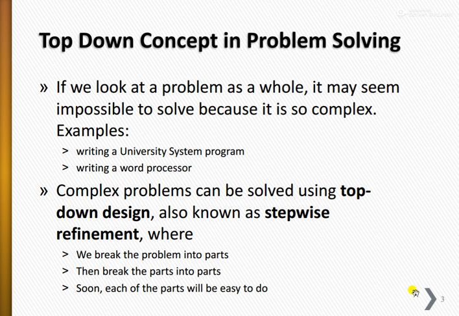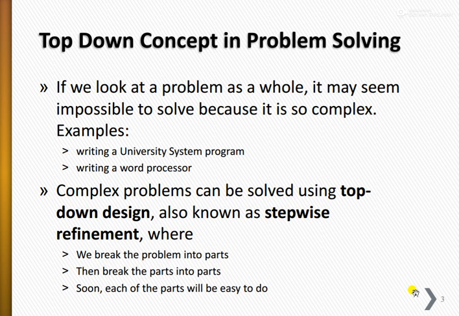Top-down concept in problem solving. If we look at a problem as a whole, it may seem impossible to solve because it is so complex. For example, suppose you want to write a university system program or a word processor. That type of complex problem is sometimes tough to look at as a whole. It may seem impossible to solve because it is too complex.